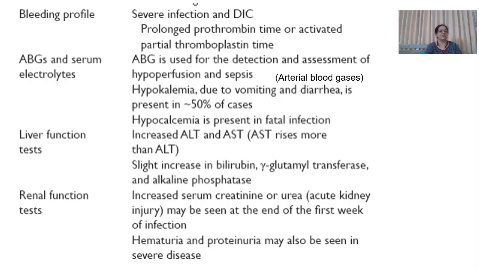Renal function tests are also carried out, as there is acute kidney injury, with a possibility of an increased level of serum creatinine or urea. This may be seen at the end of the first week of infection. With that, some other tests are also carried out to find out whether there is an involvement of the kidney or not, such as hematuria, that is presence of blood in the urine, as well as presence of protein in the urine. So in case of severe disease, hematuria and proteinuria are also common.